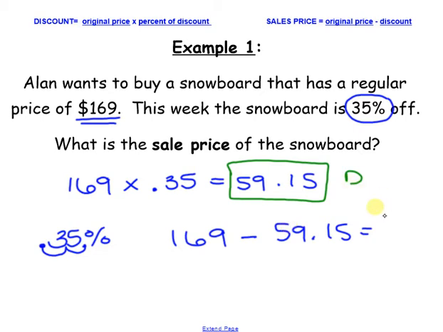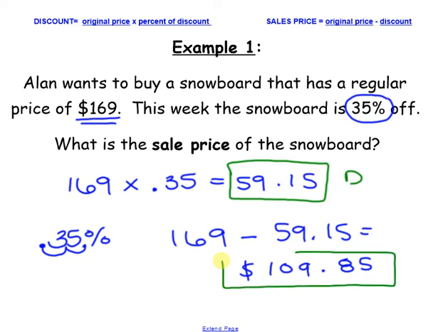You should get 109.85. And that's dollars. If you didn't get that, go back and recalculate. And this is going to be the answer to our problem because this is the sale price. So when Alan walks into that snowboard shop, this is what he's going to pay for the snowboard. Okay, let's try another one.